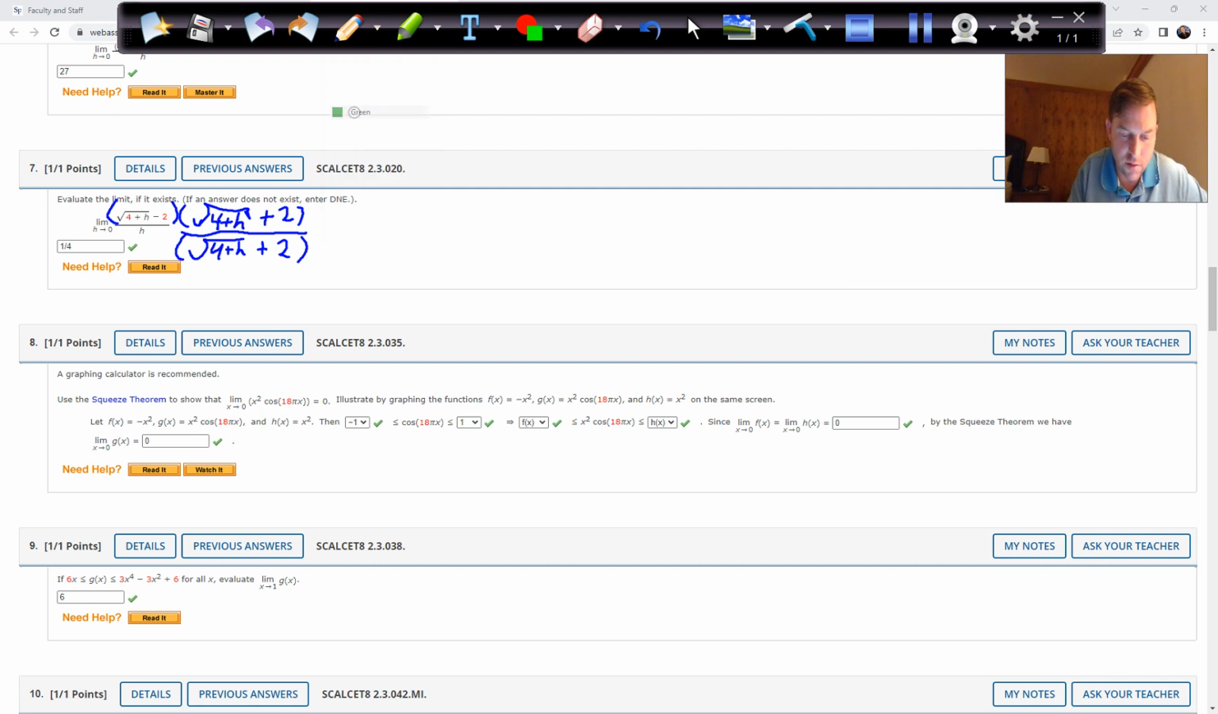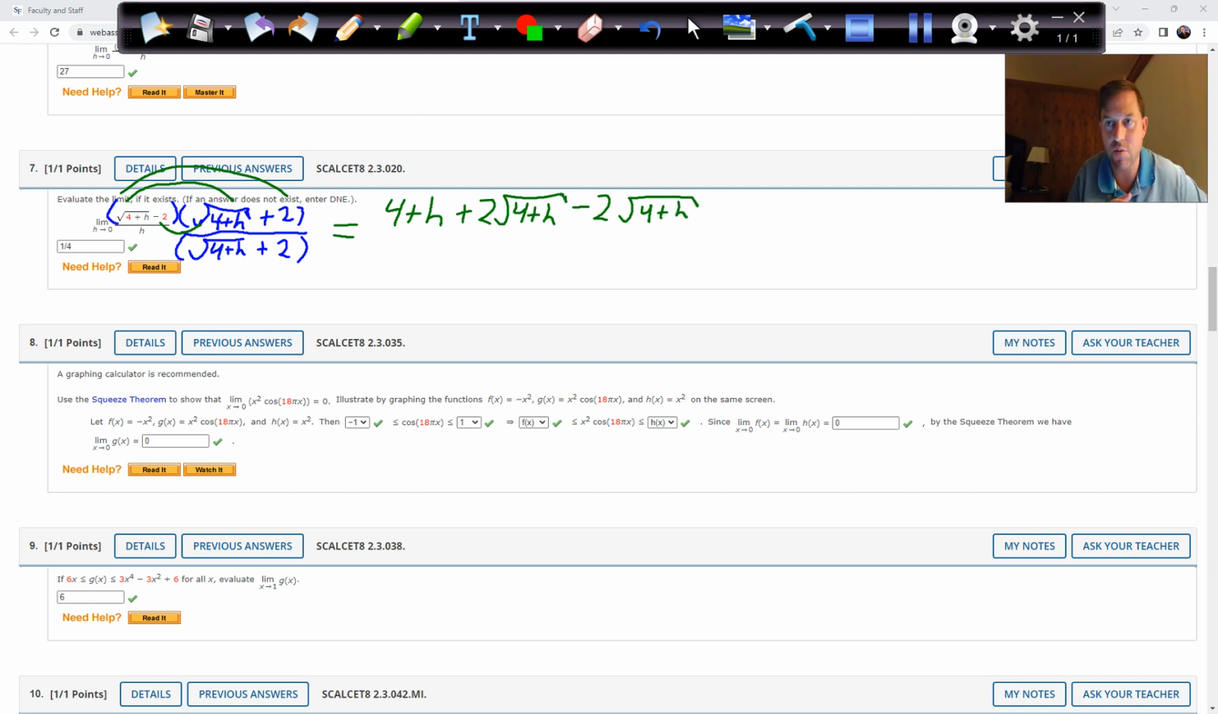Okay, but now we got a FOIL. So the first and the first would be square root 4 plus h, square root 4 plus h. All that's going to do is remove the square root, so it becomes 4 plus h. Then FOIL, first outer is going to be plus 2 square root 4 plus h. Then the inner is going to be minus 2 times the square root of 4 plus h. Now multiplying by the conjugate always produces this result. The middle two terms will cancel. Then the last two terms are minus 2 times positive 2, which is minus 4. So that's the top.